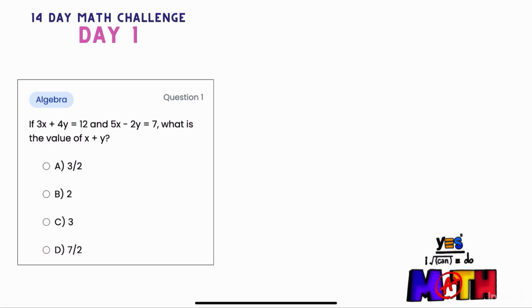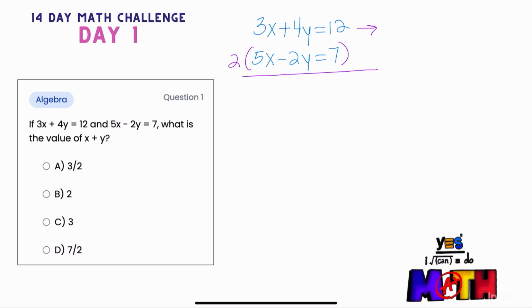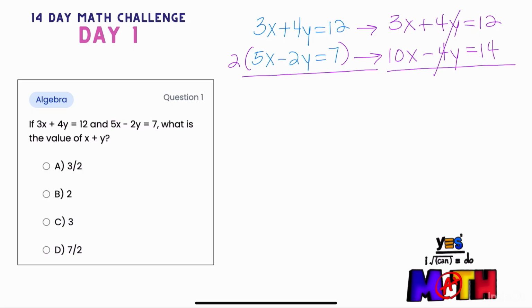So this right here is a system of equations. I'm going to write 3x plus 4y equals 12 and 5x minus 2y equals 7. Notice right away that I can multiply the bottom equation by 2 so that I can cancel out the y's. So I get 10x minus 4y is equal to 14. And this is exactly what you want to happen because positive 4y and negative 4y are going to cancel.